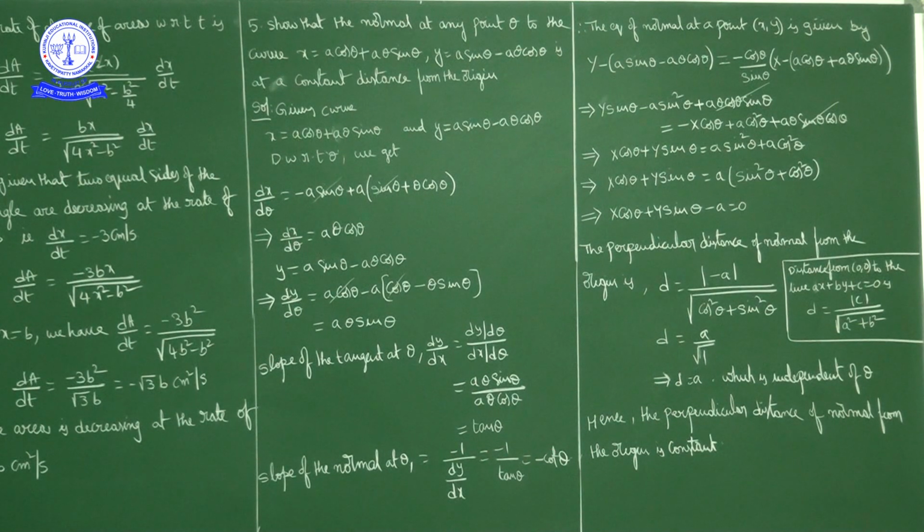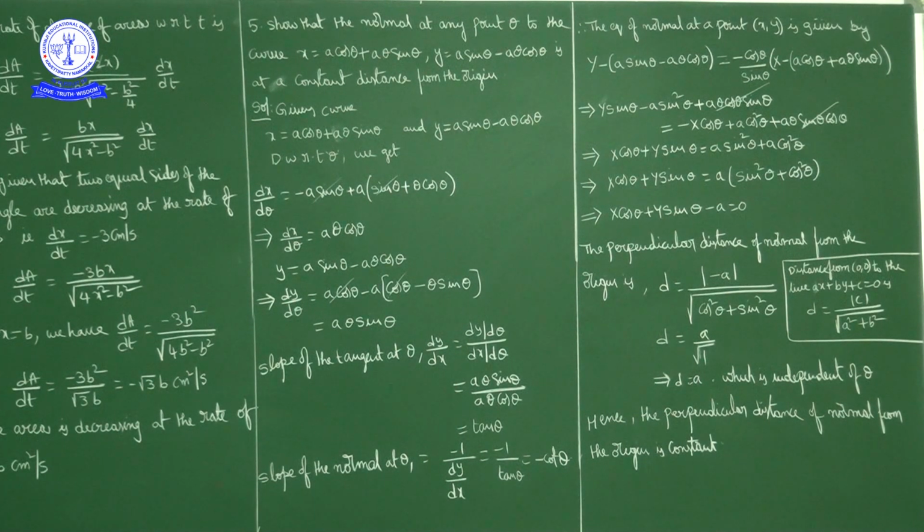So the equation of the normal at a point x comma y is given by capital Y minus small y equal to the slope of the normal into capital X minus small x. So what is small y? A sin theta minus a theta cos theta. The slope of the normal is minus cos theta upon sin theta. And small x is a cos theta plus a theta sin theta. After simplifying, we got the equation of the normal as x cos theta plus y sin theta minus a equal to 0, which is the equation of the normal.